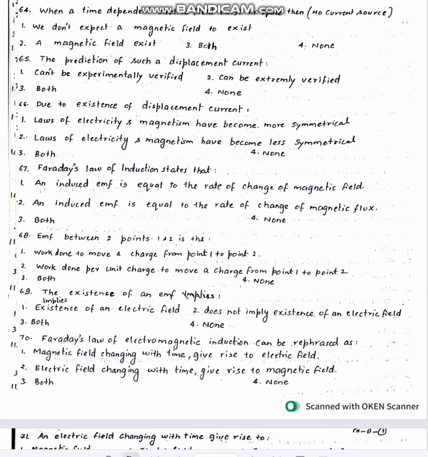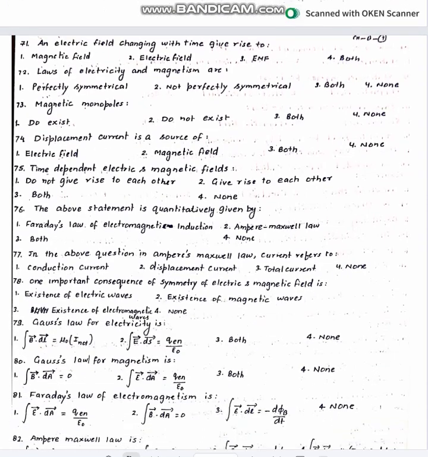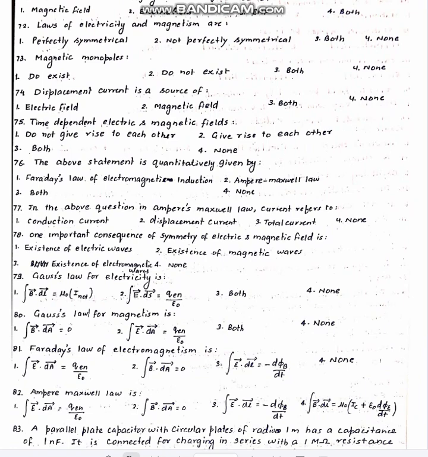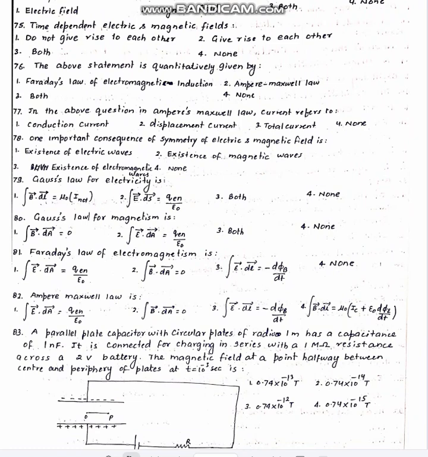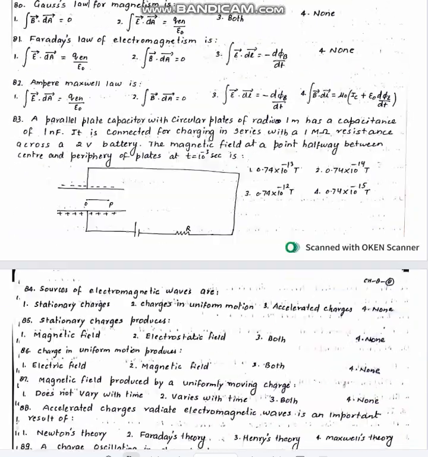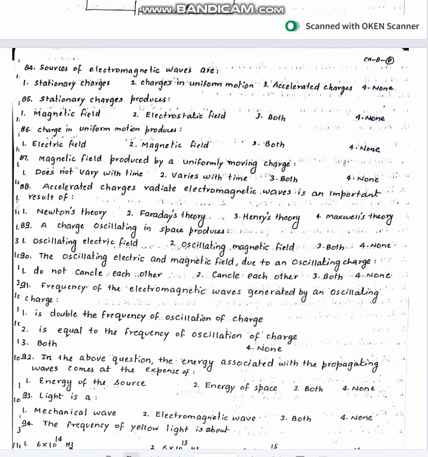EMF between 2 points. Then we have concept of the changing electric field. Then we have concept of Gauss law of electricity, Gauss law for magnetism, Faraday's law, Ampere's Maxwell law. Then we have concept of capacitors and calculation of magnetic field at a point between them. Then we have certain questions based on frequency of oscillation of charges and the EM waves generated by it.